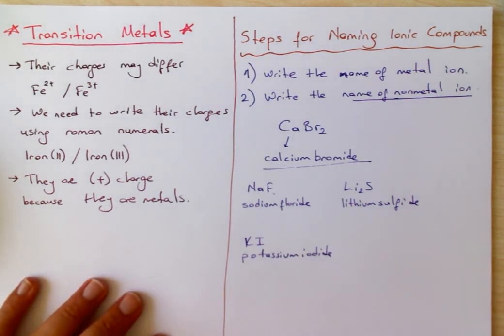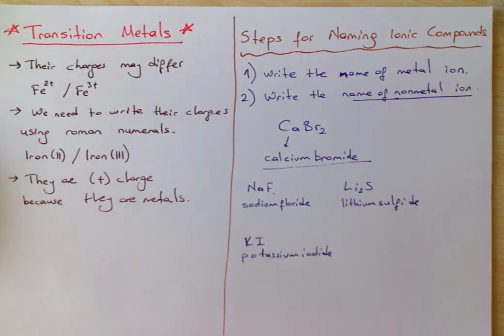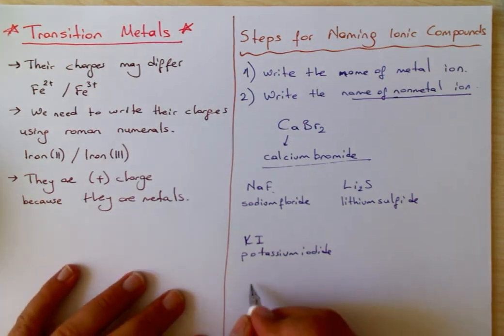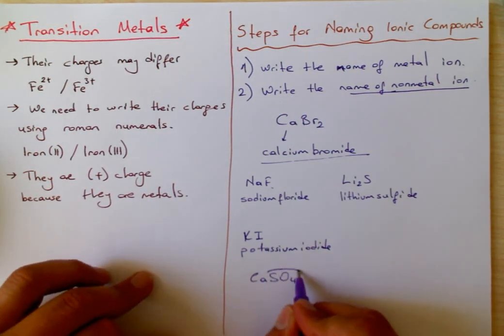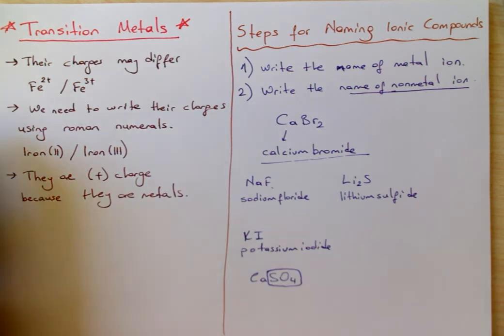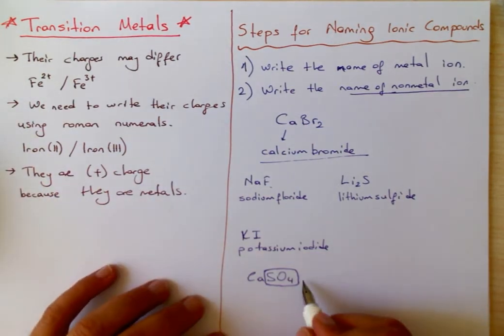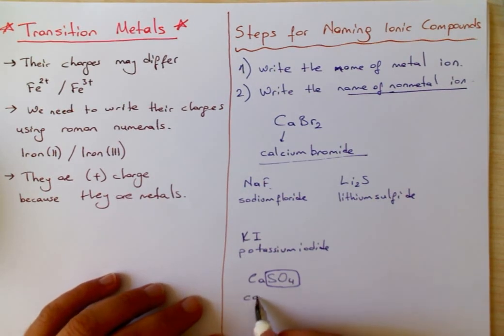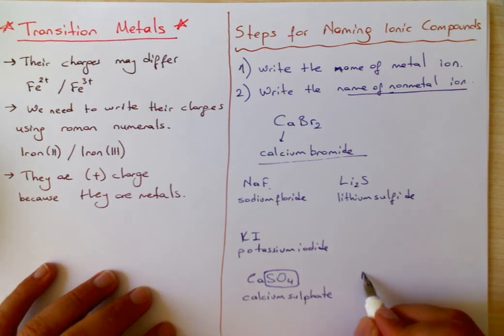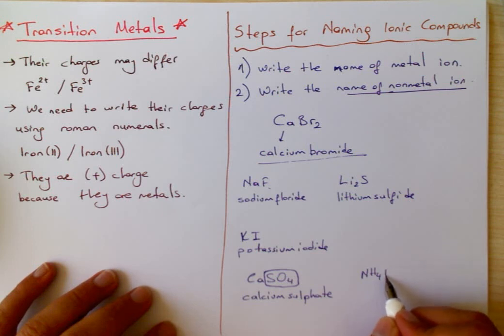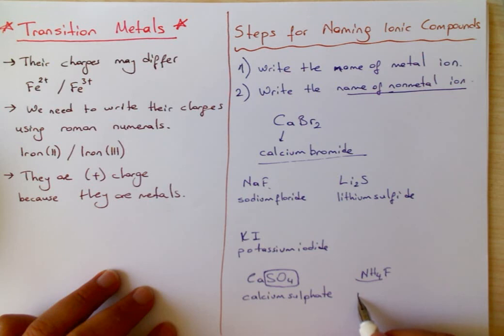And if there is a polyatomic ion, we should simply use the name of the polyatomic ion in the compound. For example, which is the polyatomic ion? Here, I show you that this is the polyatomic ion. And of course, you need to remember the name of it, not this one. It is sulfate, and the name is calcium sulfate. One more example, the polyatomic ion can be a cation too, as in here, NH4F, and the name of this is ammonium fluoride.